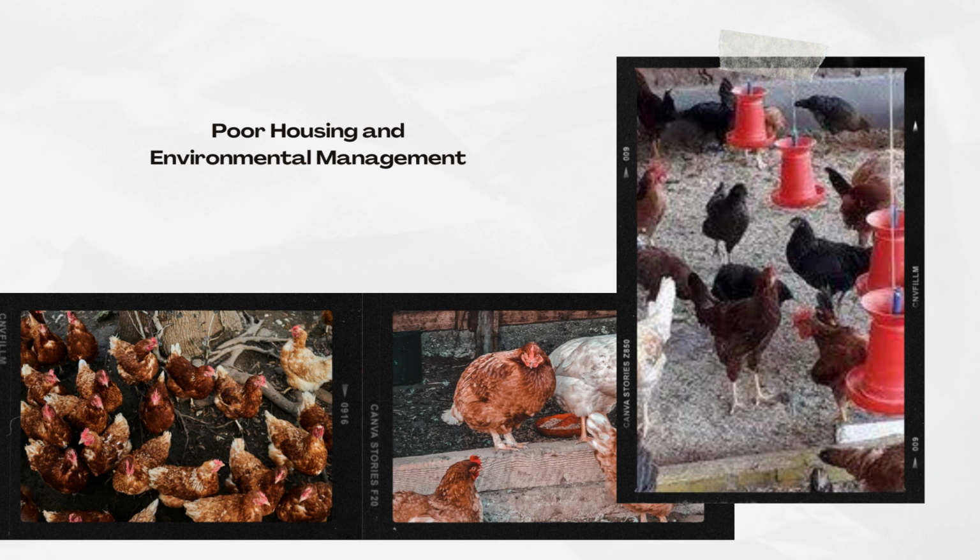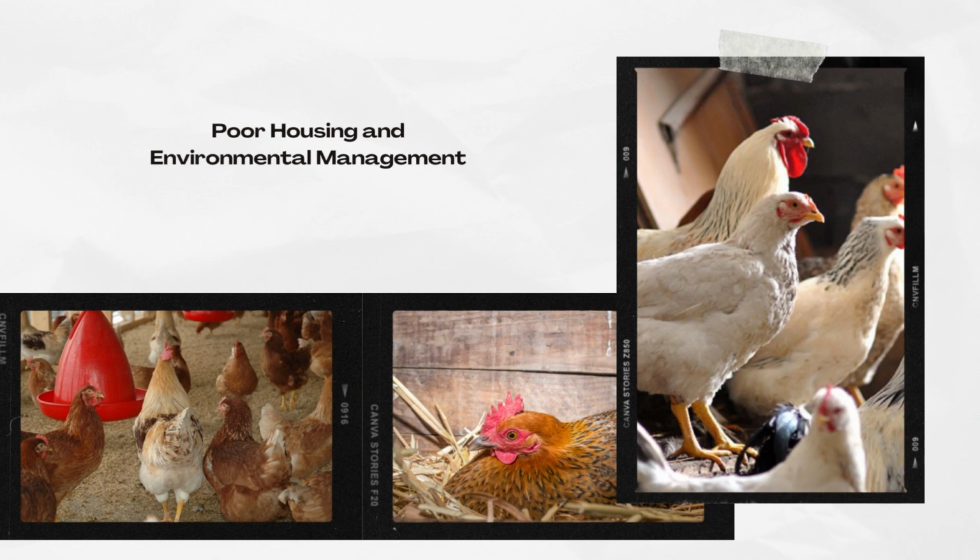In this category, the money wasters that lead to losing money include poor ventilation, overcrowding, and inadequate temperature control.